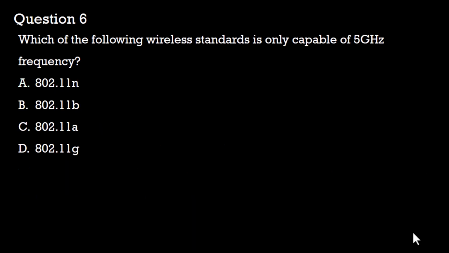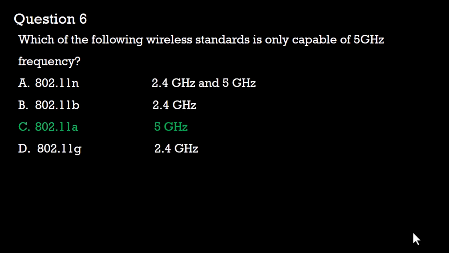Question 6. Which of the following wireless standards is only capable of 5 GHz frequency? A. 802.11n. B. 802.11b. C. 802.11a. D. 802.11g. For a 5 GHz network, that would be option C, the 802.11a.